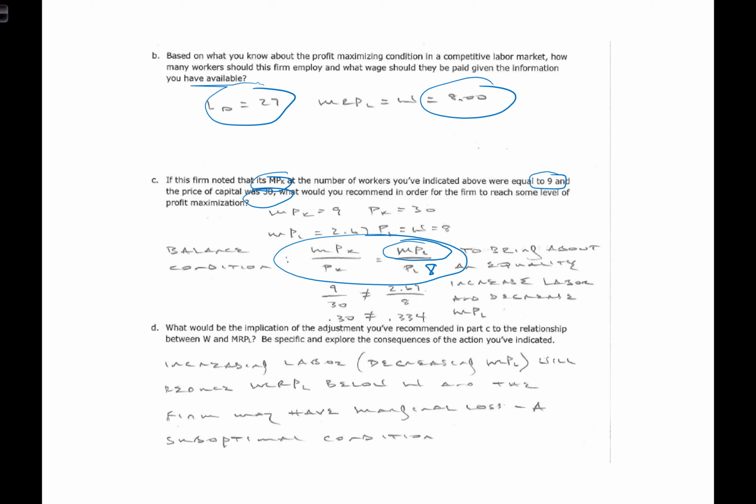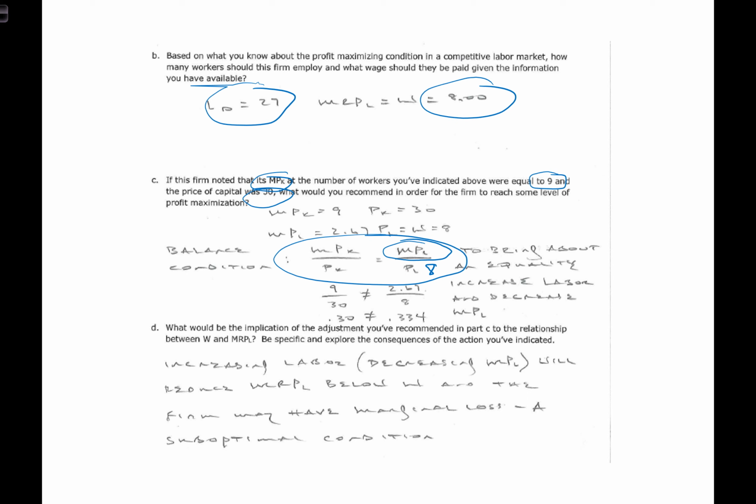And as managers, if we want to bring these equations into equality, since the right-hand equation is too large, we need to reduce the size of the numerator. To reduce the marginal product of labor, we then need to increase the number of workers. So to bring this into equality, we're going to increase labor and decrease marginal product of labor. And then I've said, okay, fine.